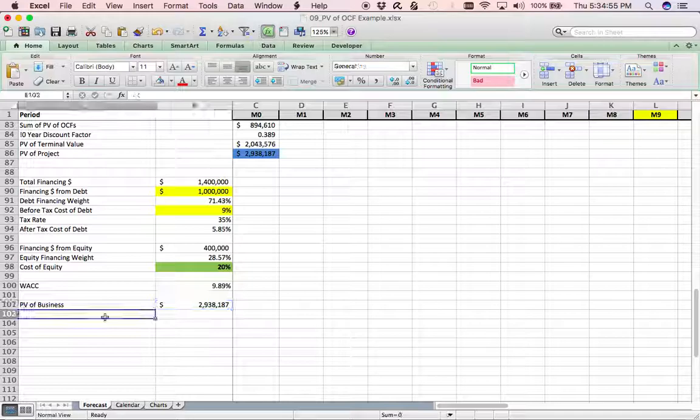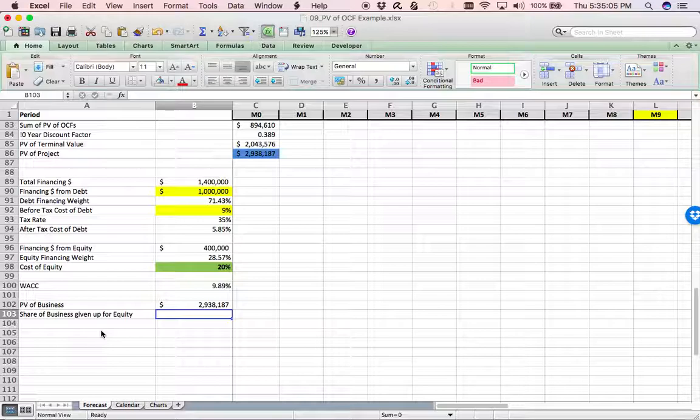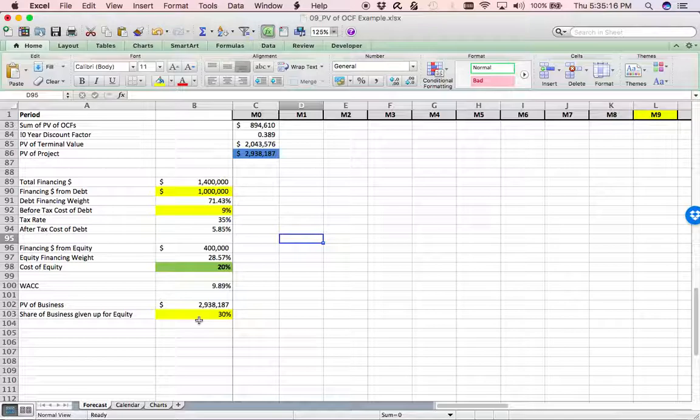And now we've got one other thing, share of business given up for equity. All right, and we might say, oh, I gave up 30% of the business in return for that, and that's an assumption. All right, but you're going to negotiate that. So right now I'm just sticking in a value, but in the negotiation you would say, how much of the business do you want in return for your $400,000? And I, as the investor, might say, I would like a 30% share. So you would stick that in here, all right?